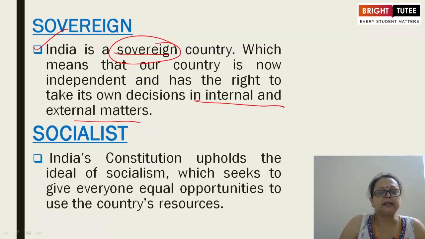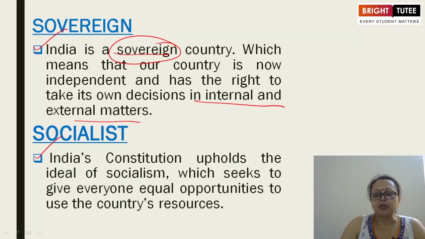Sovereignty means that our country, India, is free to take its own decisions. Internal and external matters, we are free to do so. No foreign country can interfere in our matters, whether it is the internal matter of our country or the external matter of our country.